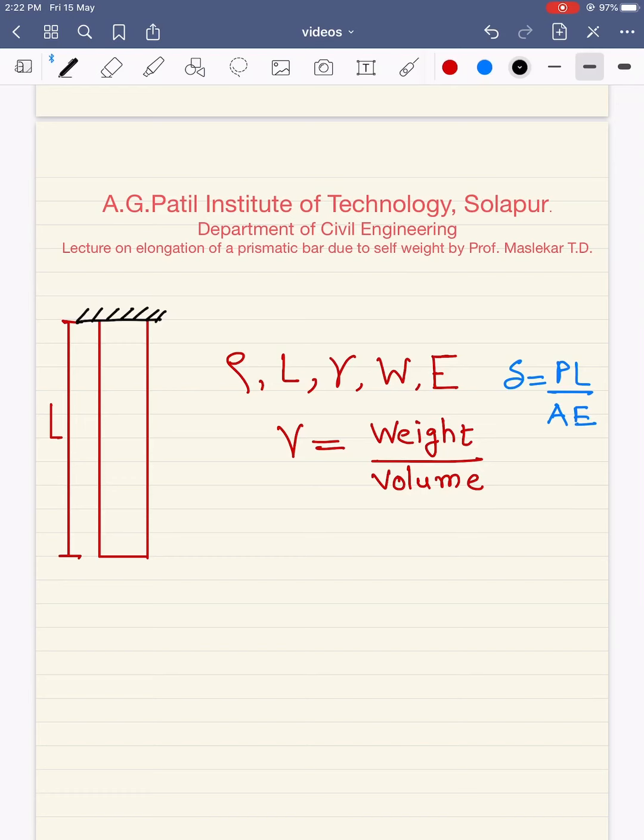Here gamma, the weight density, we calculate by using the formula weight divided by volume. And we know for calculating elongation of a prismatic bar, the formula used is delta is equal to PL by AE.